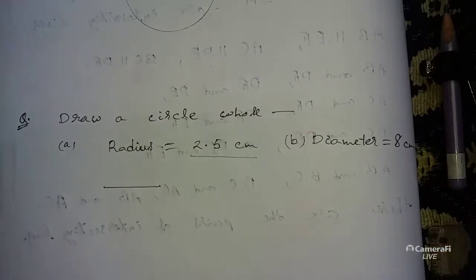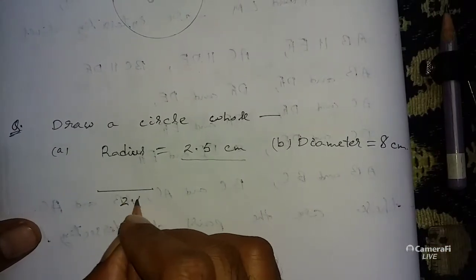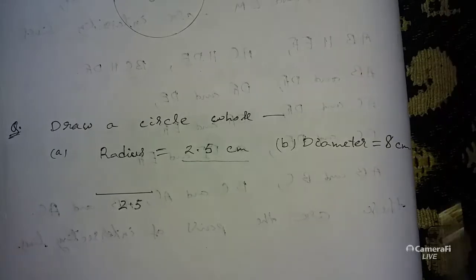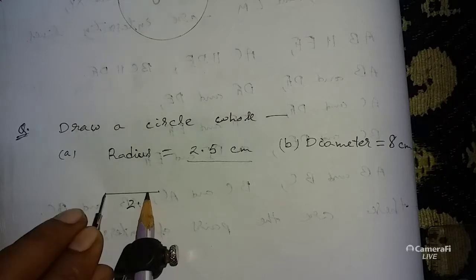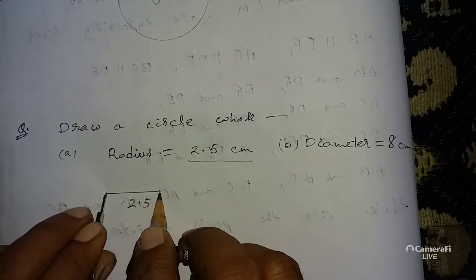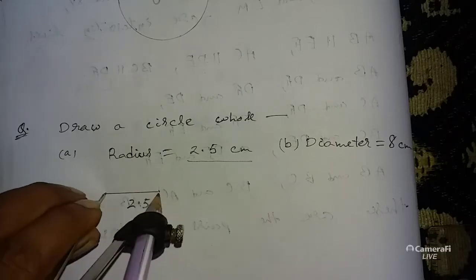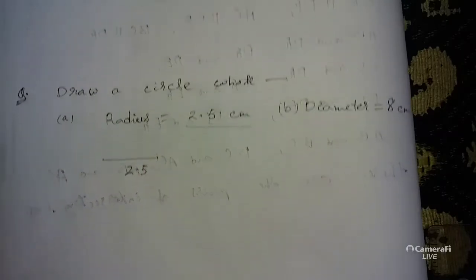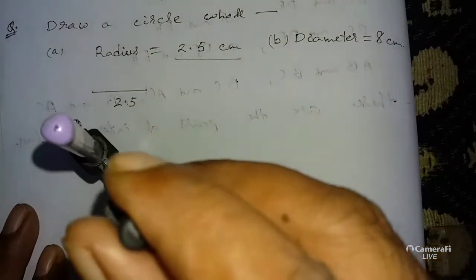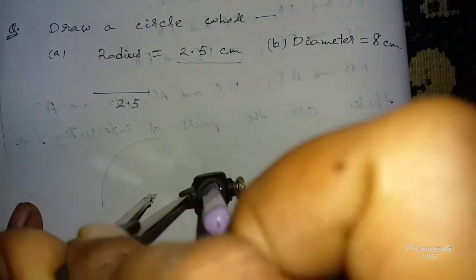So, we get the line segment of length 2.5. Now, take your compass and measure the length with this compass. Take this length in your compass. I have taken this length of 2.5 centimeter. Now we will draw the circle. Here I am drawing. This is drawn.